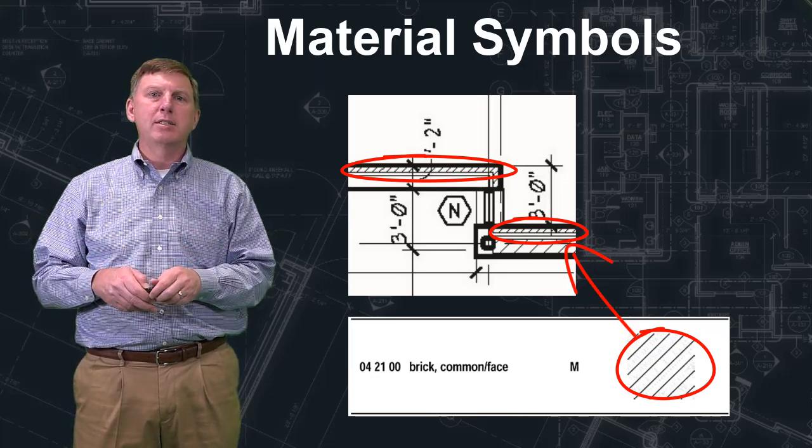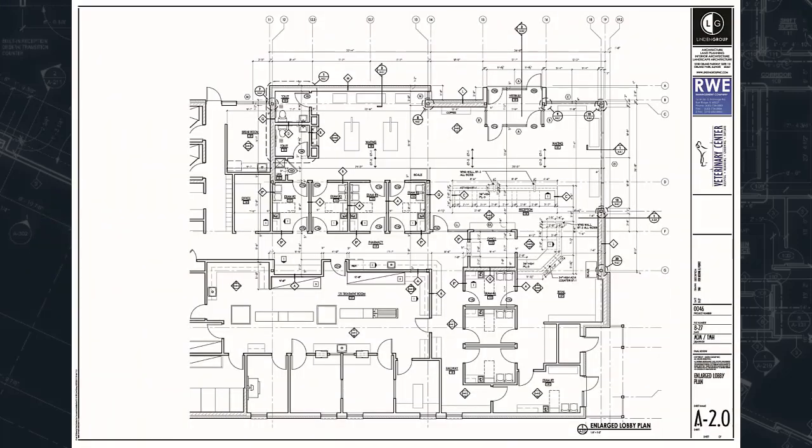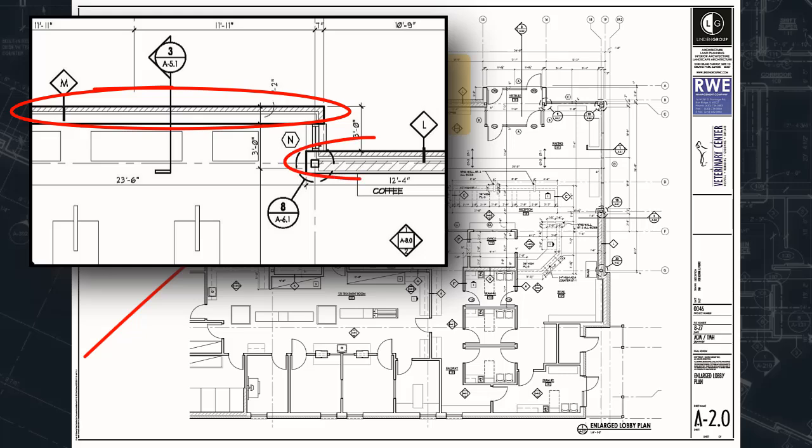And how do you do this? Well, let's take a drawing and find out. So on drawing A2.0, if we look in this area and zoom in, we see a couple walls. We want to find out what's in these walls. So what we're going to do is look at different ways we can find out what's in these walls.